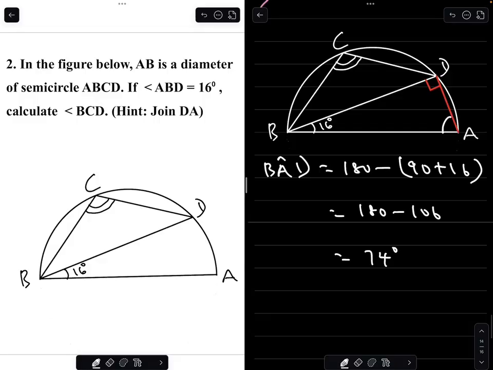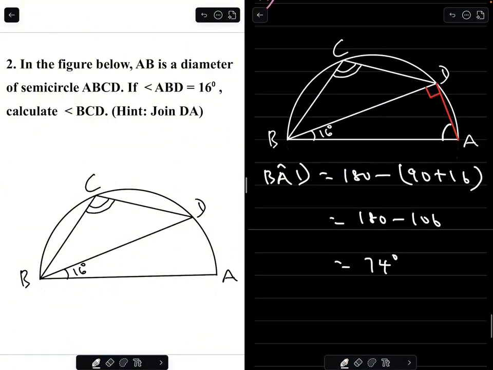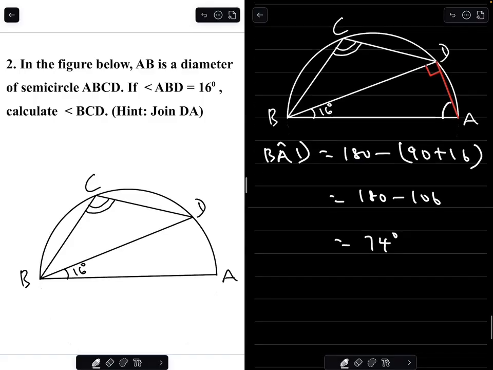Now I can see that this is a cyclic quadrilateral. I can see that BCDA is a cyclic quadrilateral. So that means angle BCD plus angle BAD, this angle plus this angle, is equal to 180 degrees. And the reason for that is opposite angles of a cyclic quadrilateral are supplementary.